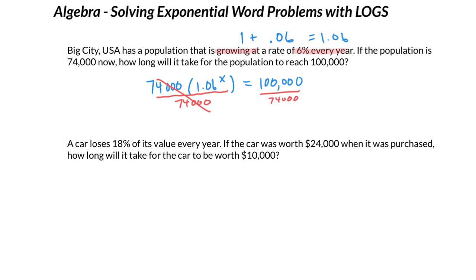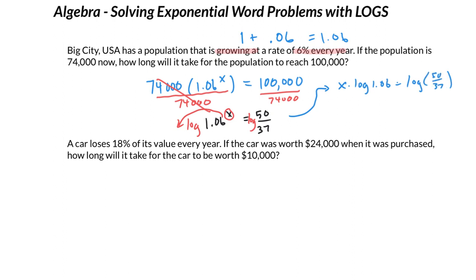So I'm just going to reduce that a little bit. I'm going to write it as 50 over 37. So I've got 1.06 to the x equals 50 over 37. And then we'll take the log of both sides. So log and log. This x comes out front like a multiplier. So then we have x times the log of 1.06 equals the log of 50 over 37. Divide both sides by the log of 1.06, and that will be our answer.